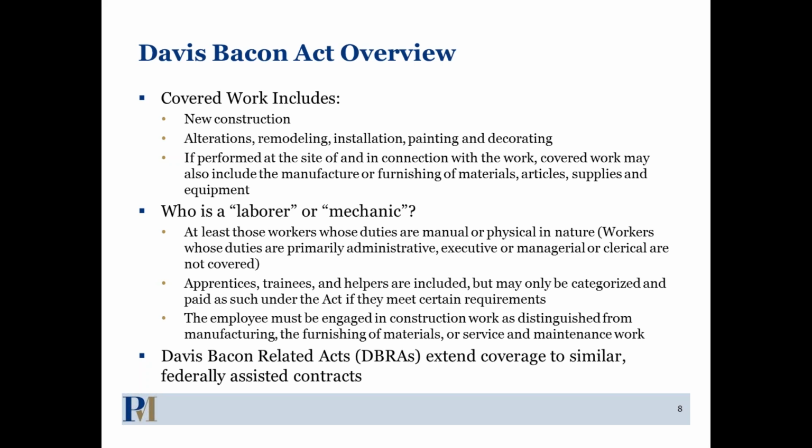And under the DBA, it's a lot clearer who's a laborer or who's a mechanic, who's covered, because these are physical manual positions, manual labor. And because of the unionized nature of the trades, a lot of these have very clear categories. Like you're a plumber, you're an electrician. So it's not quite as complicated as the SCA. Apprentices and trainees and helpers are included, but you have to categorize them in the right way. So that's something to remember.